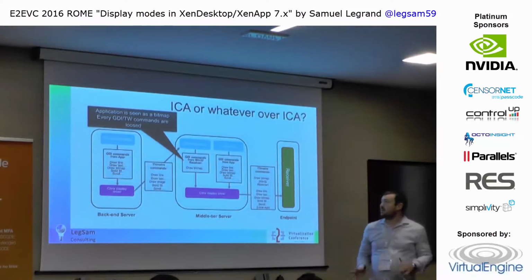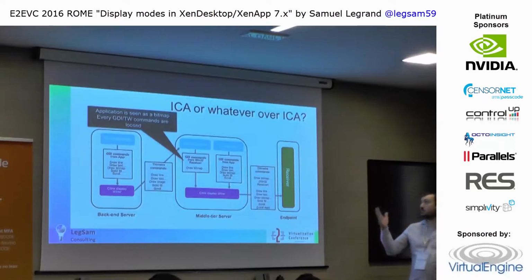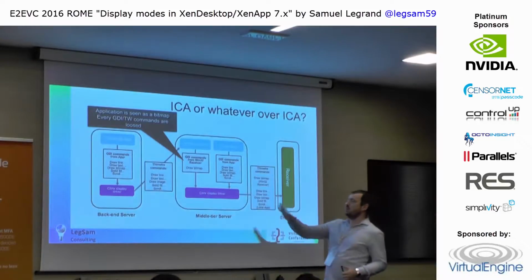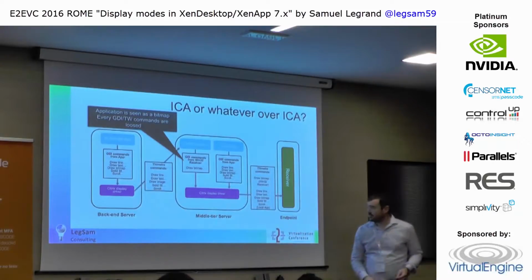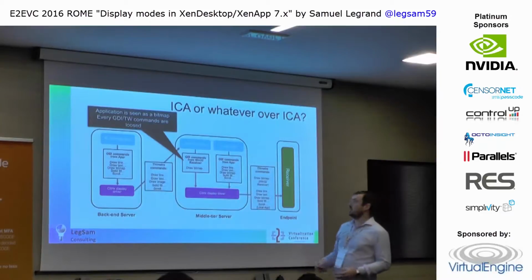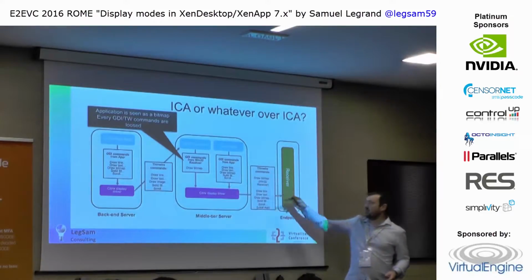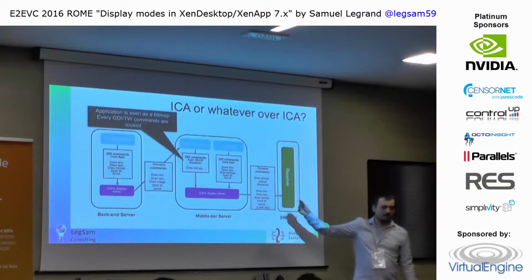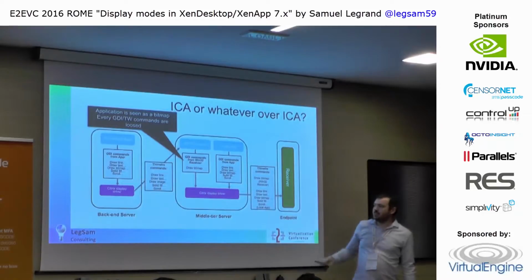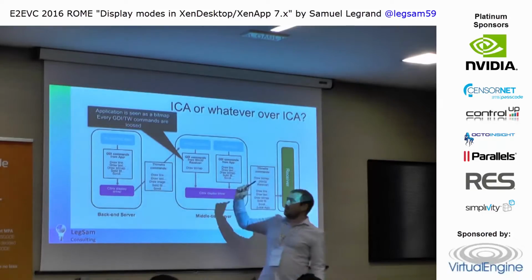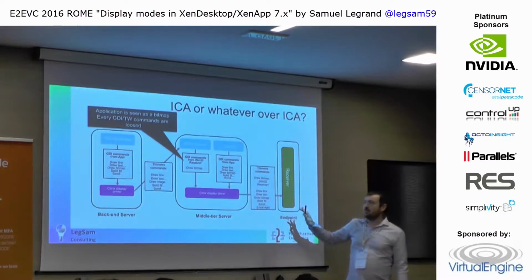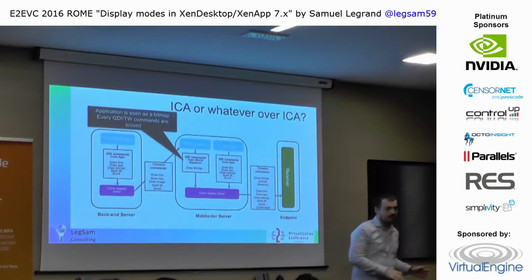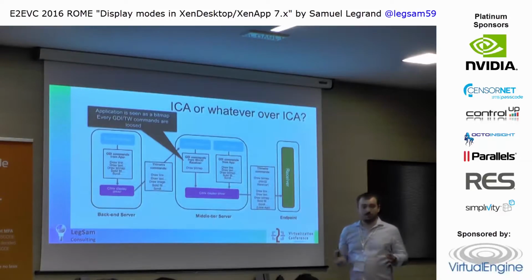So a quick view of ICA, or whatever over ICA. You have a published application, published desktop or VDI, and a receiver. So everything is working with ThinWire commands, draw bitmap, draw line, text, bitmap, etc. So basically, the application is seen as a bitmap from this point of view. So every GDI or ThinWire command is lost.